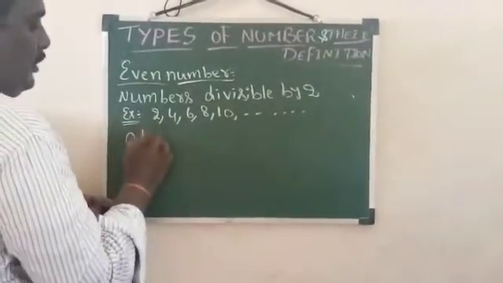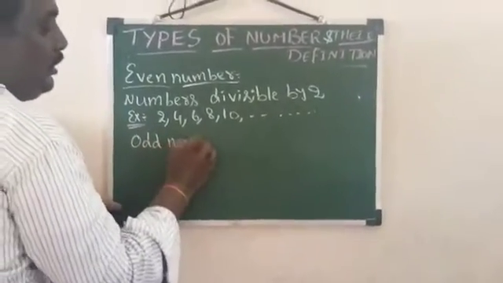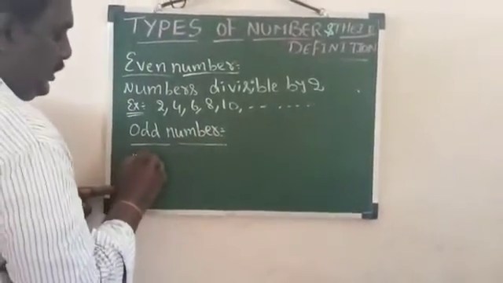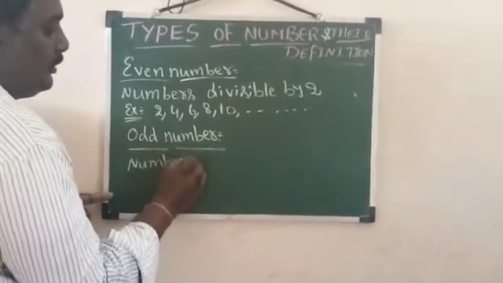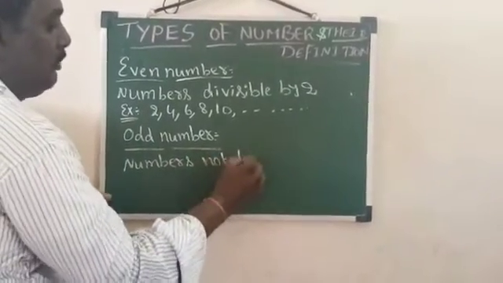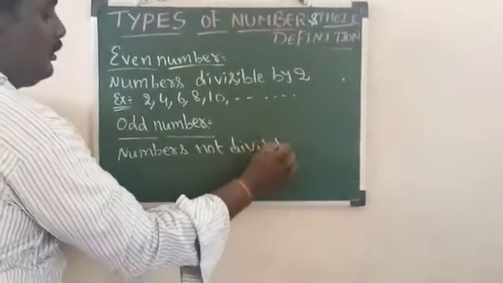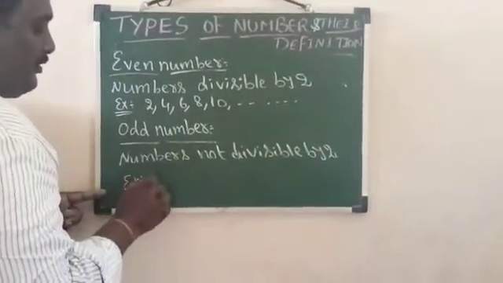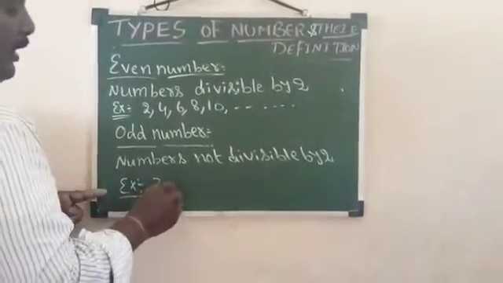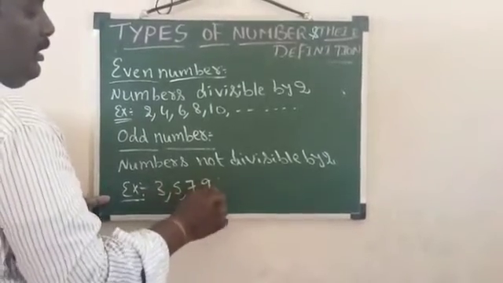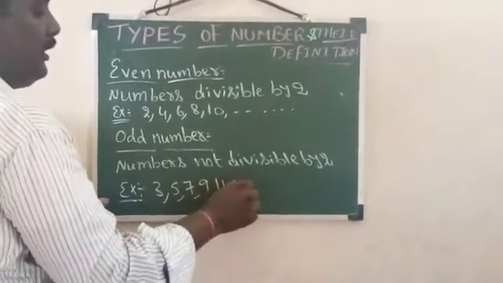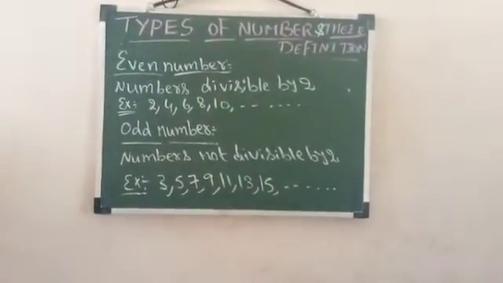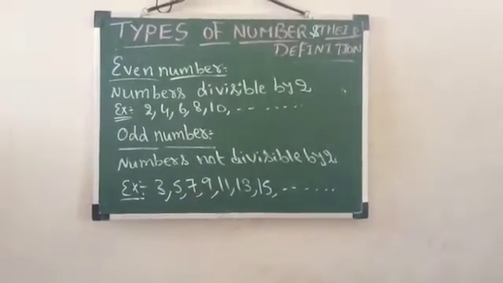Next, odd numbers. What is an odd number? Numbers not divisible by 2. Examples: 3, 5, 7, 9, 11, 13, 15 and so on are the numbers which are not divisible by 2. That's why they are called odd numbers.